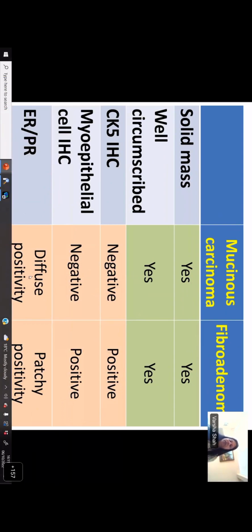And if you do ER/PR, there will be diffuse positivity in mucinous carcinoma, while patchy positivity in fibroadenoma. The main thing on morphology, you have to look at those ductal structures. Do they look benign or do they look malignant?